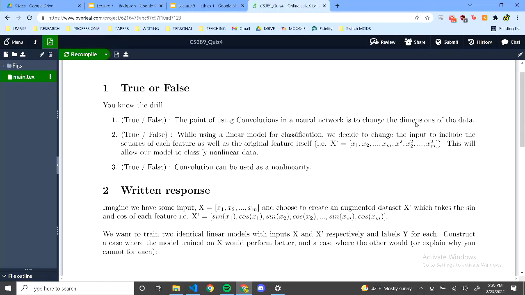Quick clarification. On the written response, when it says construct a case, that is essentially make an argument, use an example to make an argument. The most obvious way to do that would be to give data as an example. You can just draw data points if you want. That's what I do on the answer.